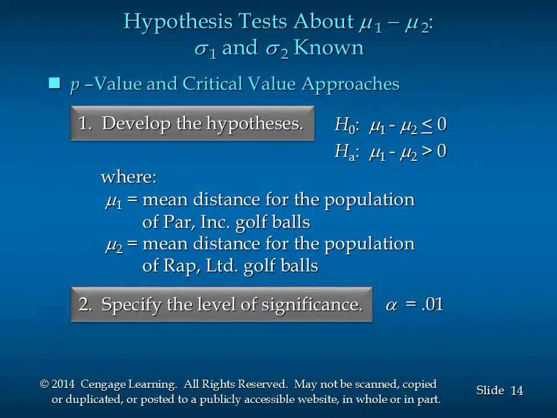So if H0 is mu sub 1 minus mu sub 2 is less than or equal to 0, and Ha is mu sub 1 minus mu sub 2 is greater than 0, are we doing a one-tail or two-tail analysis? Why? That's exactly right. So you're going to be loading this up on one side of the distribution, the full 0.01, instead of cutting it in half. You specify your p of .01, and there's a 99% confidence level.